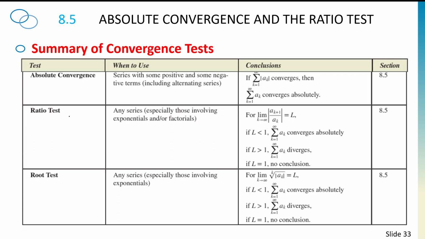The ratio test is really good. We can use it with anything with exponentials or factorials. The root test, as I said, is for anything that involves an exponential with a high power, power k for all. If you have the power for all, we can use the root test.